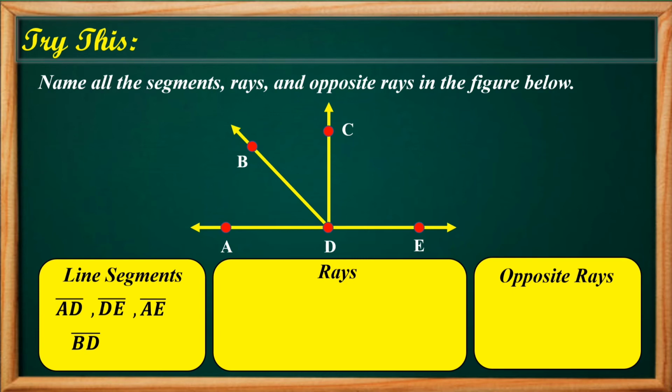Next, BD. Yan. BD or DB. Pwede na yan. DB. Next, CD. Ayan. C and D. Those are the line segments.